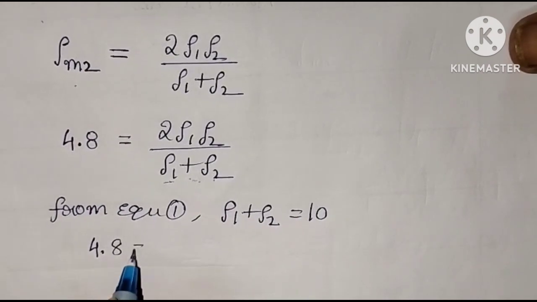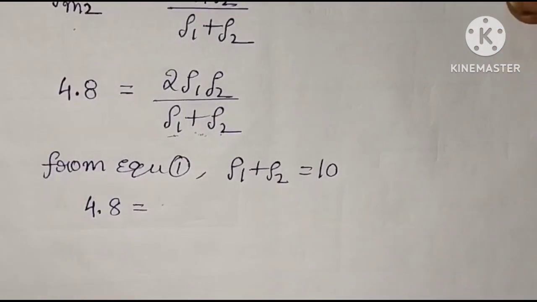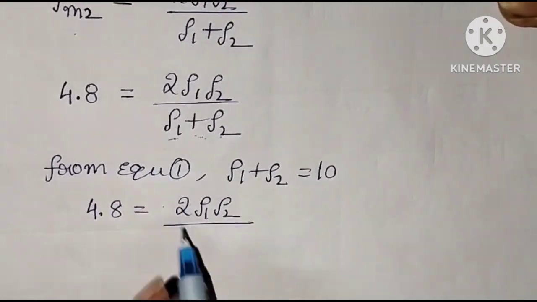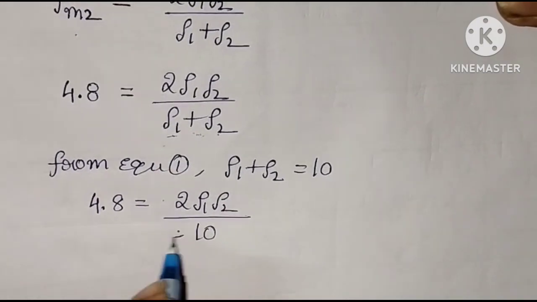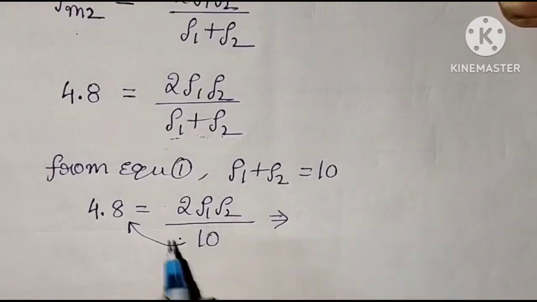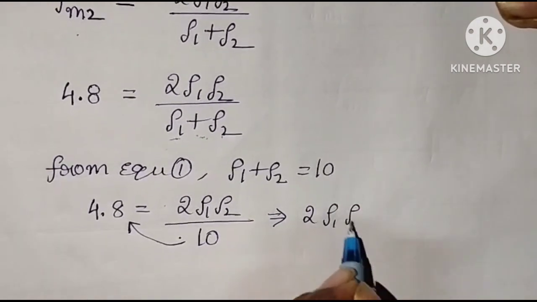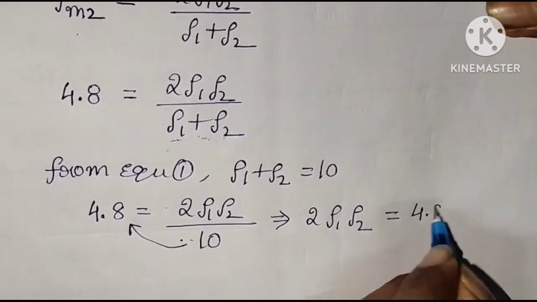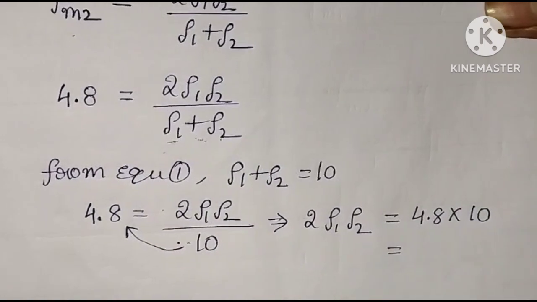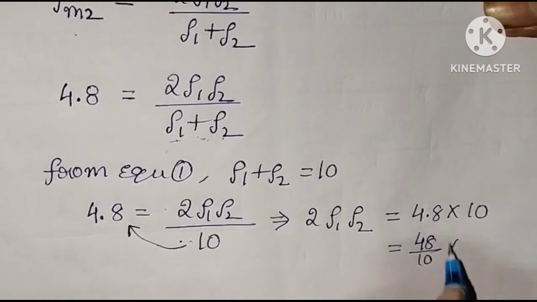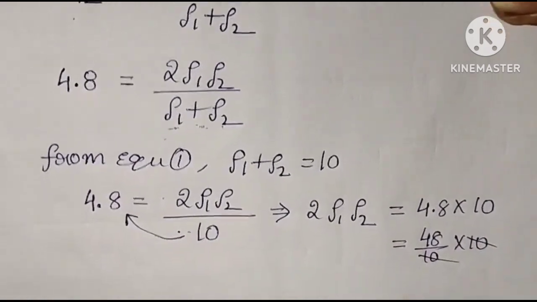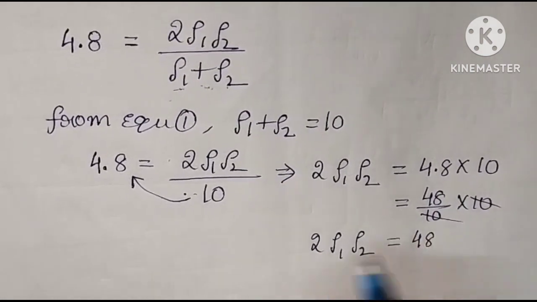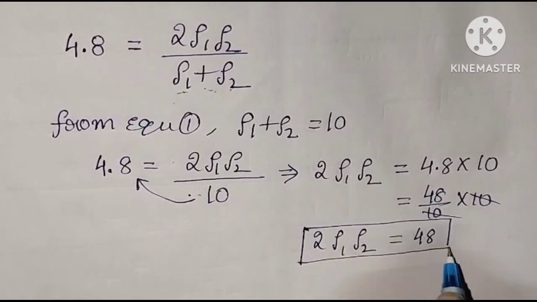Then 4.8 is equal to 2 rho 1 rho 2 by rho 1 plus rho 2. Transposing 10, division becomes multiplication. So 2 rho 1 rho 2 is equal to 4.8 into 10, that is 48. Or you can write 4.8 as 48 by 10 into 10, the 10 gets cancelled. So 2 rho 1 rho 2 is equal to 48. This is equation number 2.